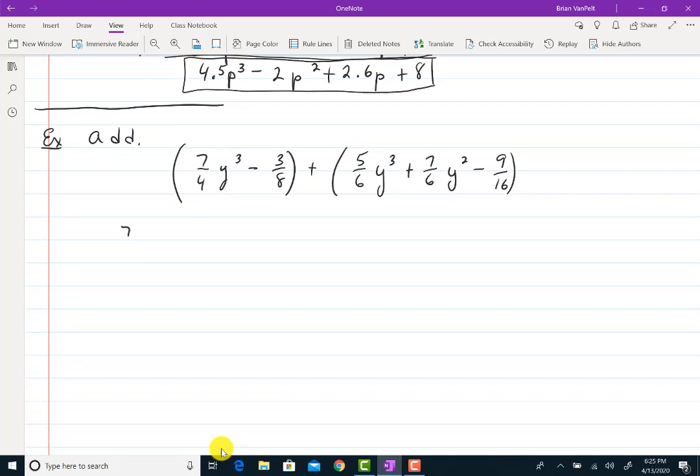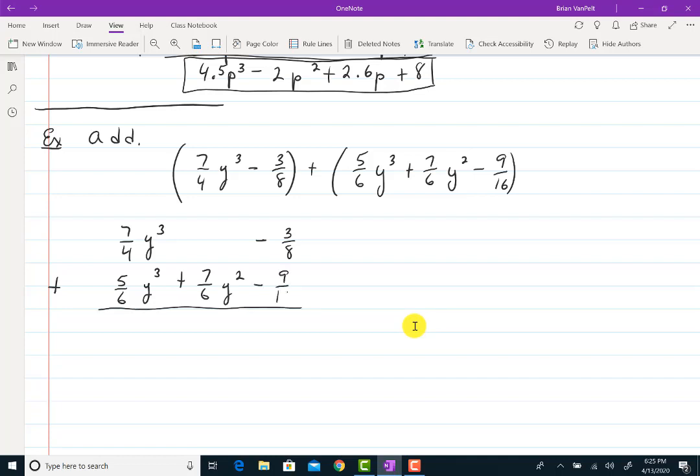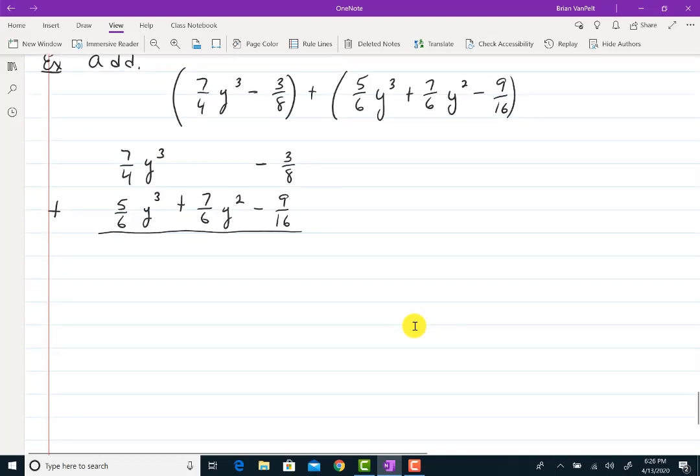I'll have 7/4 y cubed. And then, since I have a y squared in this second piece and I don't have one here, I'm going to leave a gap, and I'll put negative 3/8 so that I don't mess up my like terms. I'm going to add to that. I've got a 5/6 y cubed that I can put under there. But then I have plus 7/6 y squared, and then nothing more. Oh, sorry, minus 9/16. So I can do all these things then.